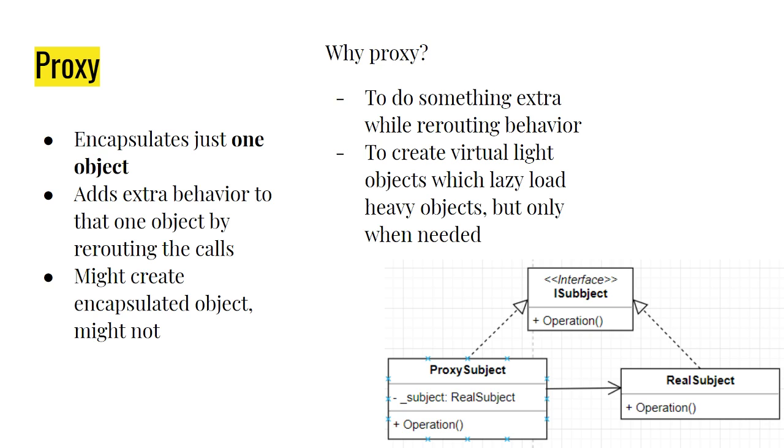Now, if we look at the class diagram of proxy, you see you have both a real subject and a proxy subject deriving from the same interface, meaning that both are an abstraction of the same thing, except that the proxy holds a real subject under the hood.